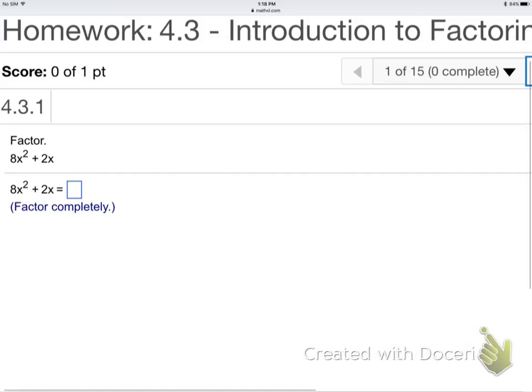And there it is. So section 4.3, number 1, factor 8x squared plus 2x. Okay. What is factoring? Is it what you can pull out of, like... Yeah, when you pull out stuff to the front.